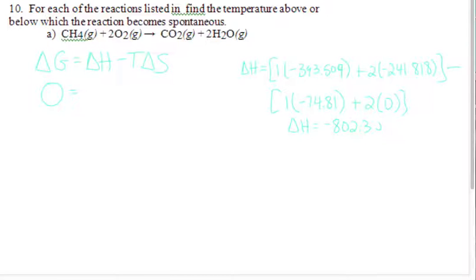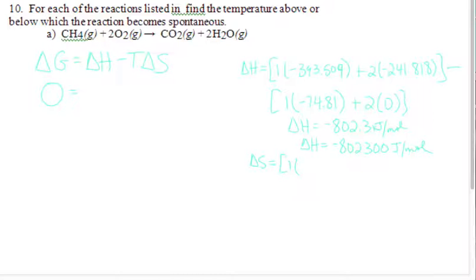802.3. This is delta H, so that's kilojoules per mole. So I'm going to immediately change this to joules. Negative 802,300 joules per mole. And then delta S. Here we go.